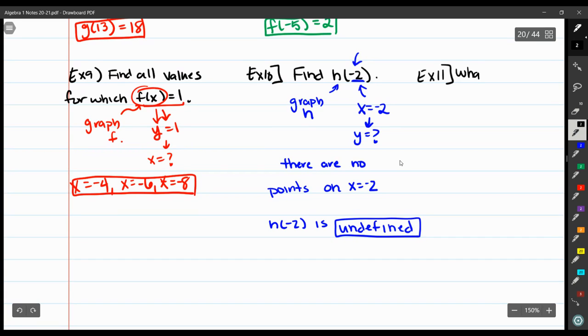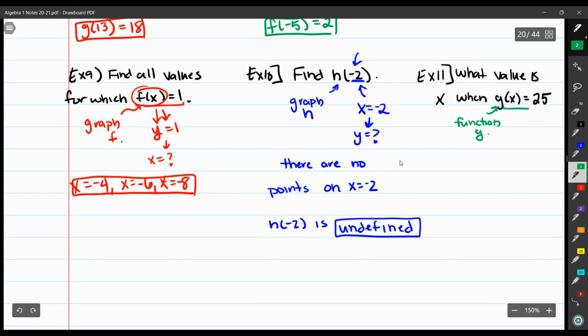So what value is x when g of x equals 25? So again, see what it's asking you. G is the function you're using, so function g, that's the name. And it says g of x is equal to 25. Well, that means y is 25. G of x is just really fancy for y. And it's asking you, what is x? So you don't know the x value.